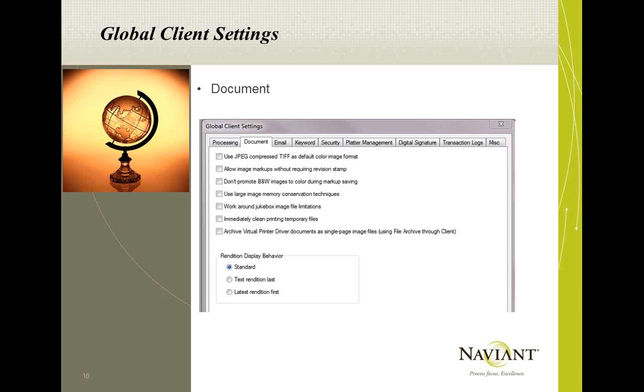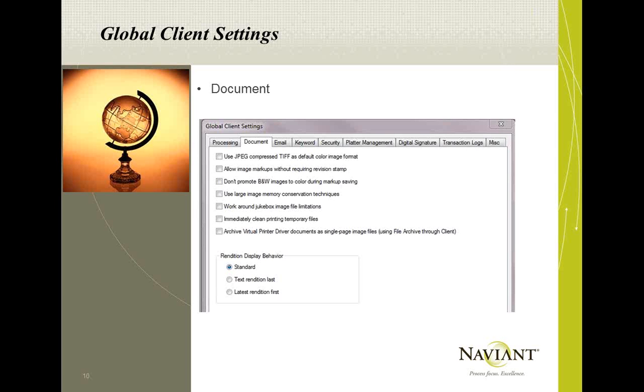Also, you'll notice that there's the Allow Image Markups Without Requiring Revision stamp. So when you have this one set, this option allows you to mark up an image document without using the revision tool to stamp the revision number of the document. So it gives those users the ability to change or update using the image markup utilities without actually creating a full revision, which is kind of nice.